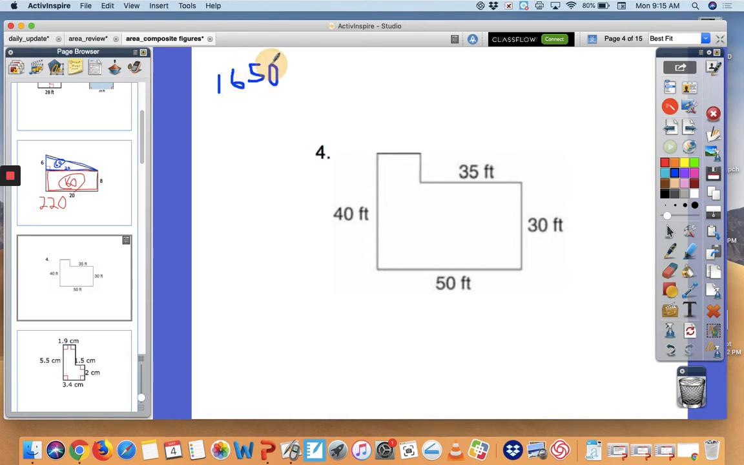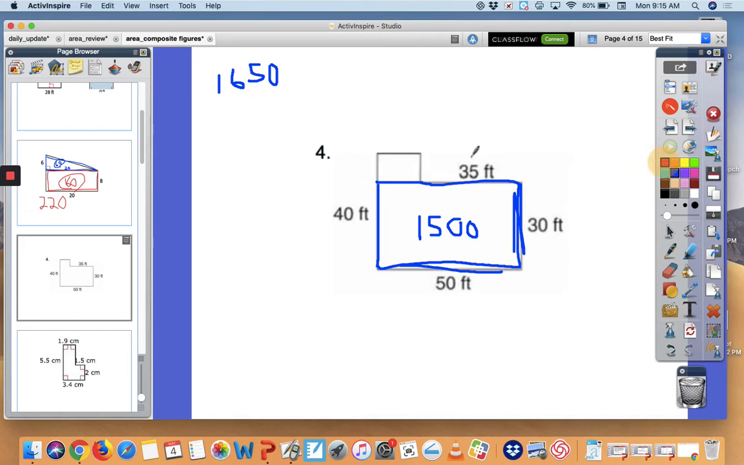Now, there's another way you could do this too. You could split it like this. Now, if we do this blue rectangle here, it should be pretty easy. Don't use the 40. Use this 30 times 50, which is going to be 1,500. Now you may ask how I did that so fast. Use the shortcut. 3 times 5, 15. There's 2 zeros, so 1,500.